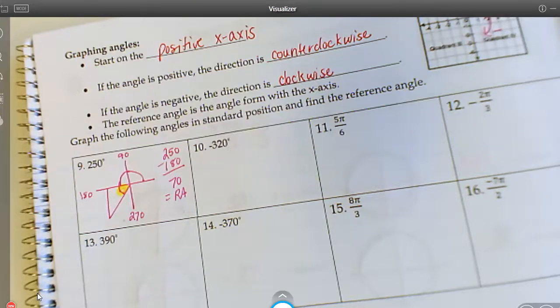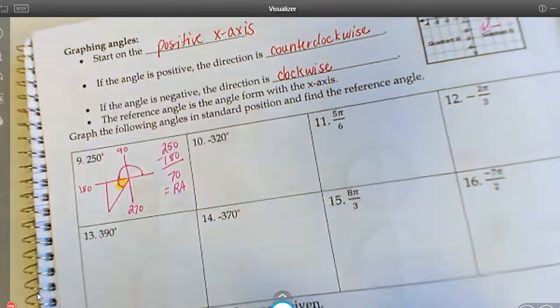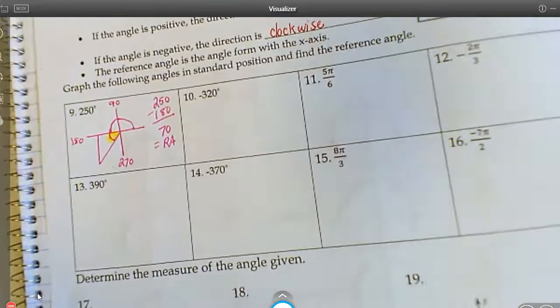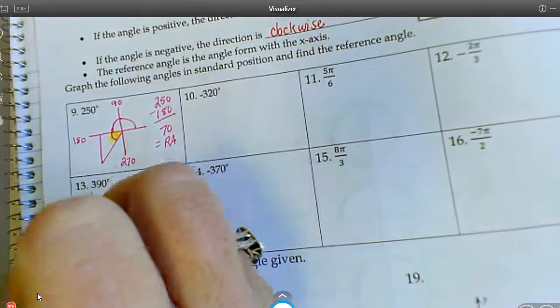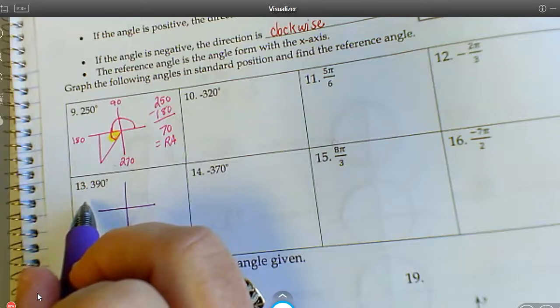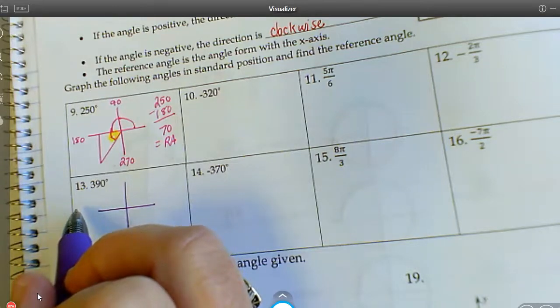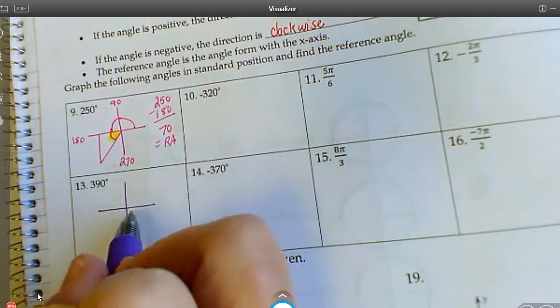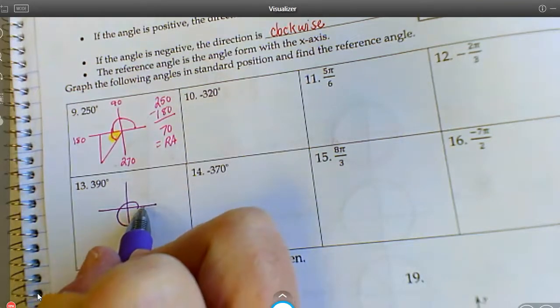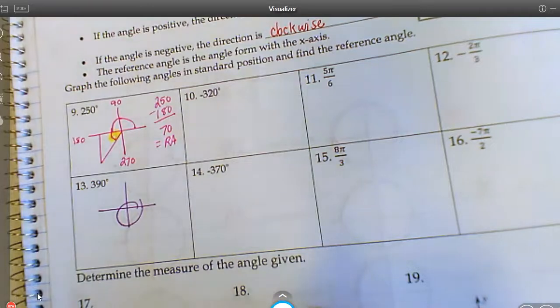I'm going to scoot down to 13, and then we'll come back to the other one in just a second. So 13 says 390. Alright? So 390 is above 360. You probably never knew you could have an angle above 360. It just means it keeps going. So it's positive still, so it's going to start here. Let's go all the way around to 360, and then a little bit more.